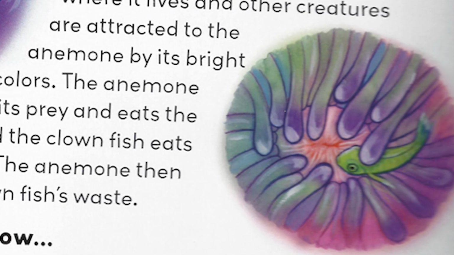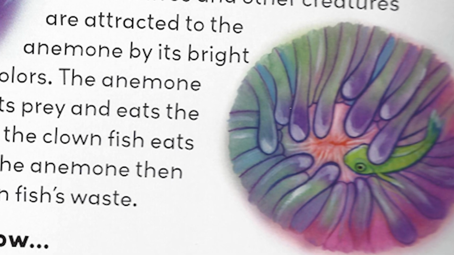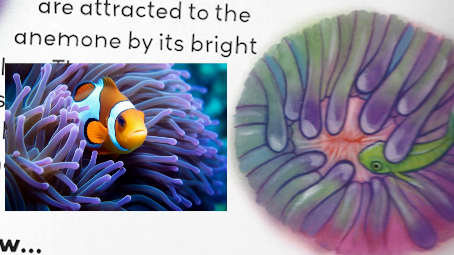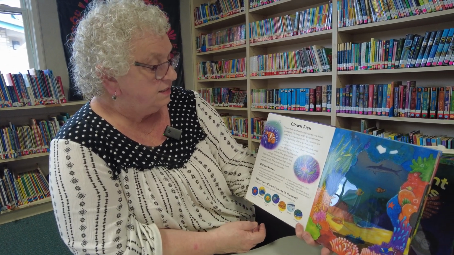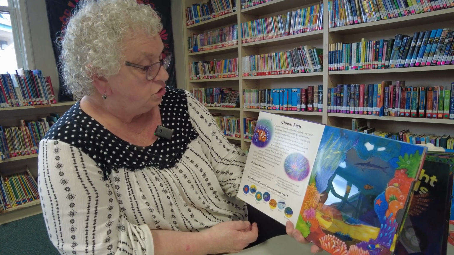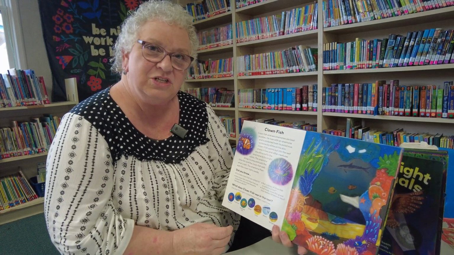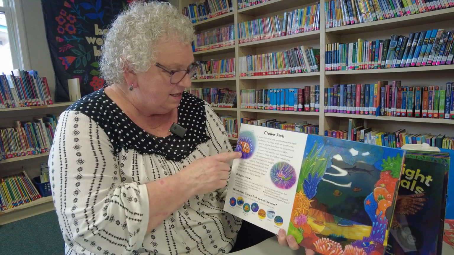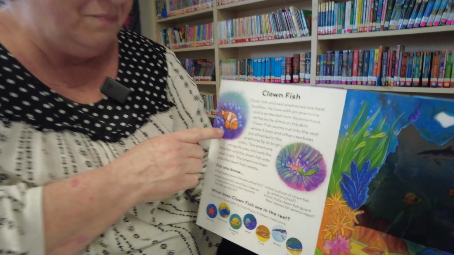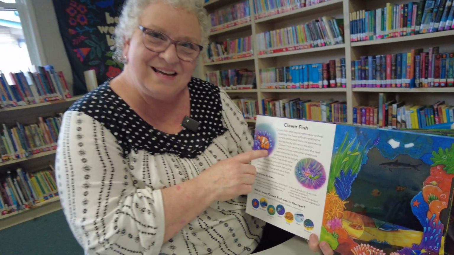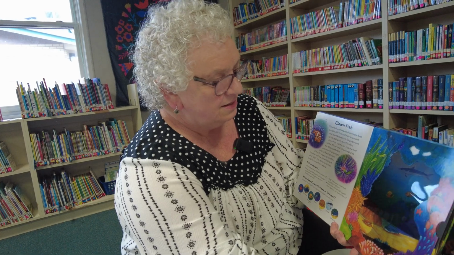Some of the tentacles have slime on them, so the clownfish swims out of the reef where he lives, and other creatures are attracted to the anemone by its bright colors. The anemone stings its prey and eats the little fish, and the clownfish eats what's left. That's called a symbiotic relationship because they both benefit. The anemone captures the fish, eats as much as it can. The clownfish stays inside and eats the rest. Let's see what they look like in the ocean.